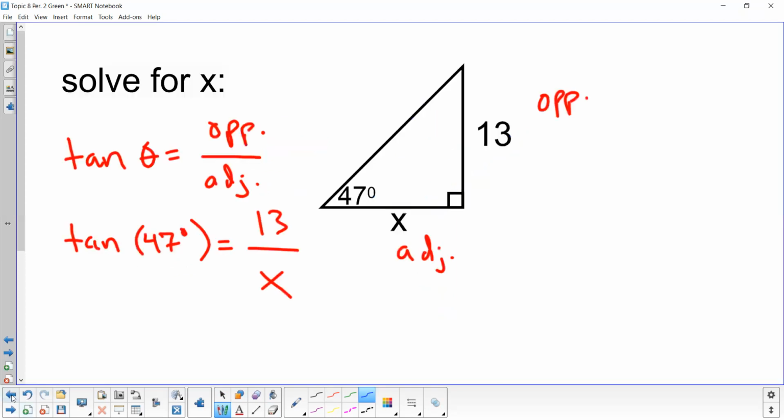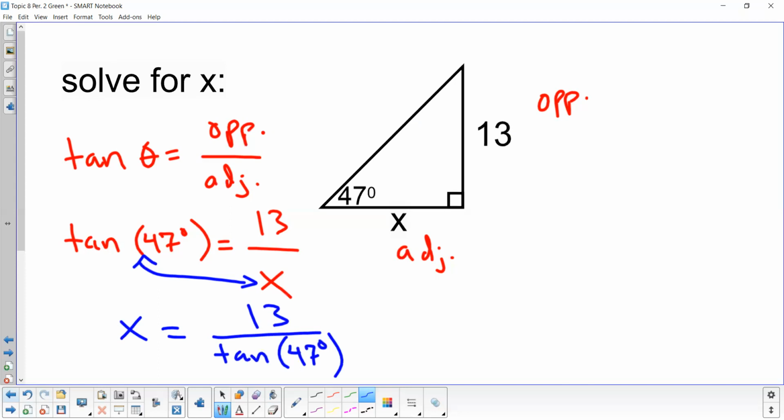So go back to our little scenario here. It's the same deal as that. X is stuck on the bottom. So I'm just going to switch x with tan 47. I'm showing you this way because then you can just put it in one step in the calculator. That means x equals 13 over tan of 47. And again, over means what operation? Divide, right? Division. So try typing into your calculators 13 divided by tan 47.